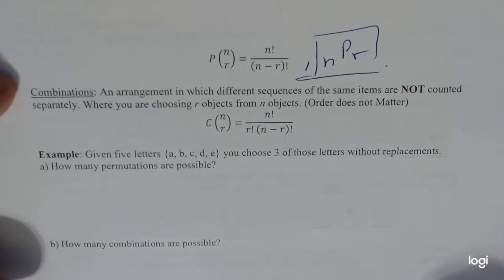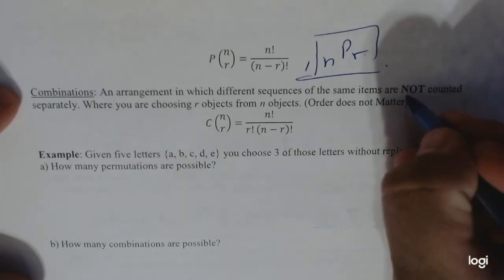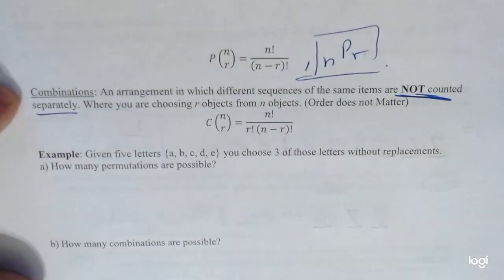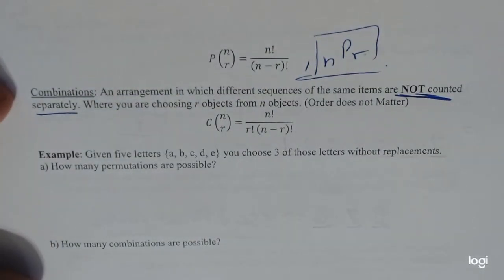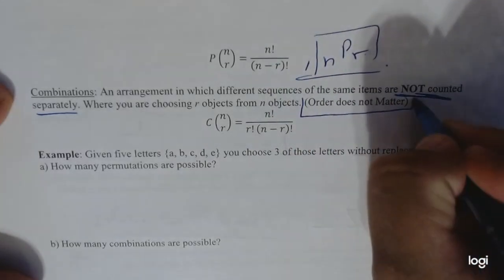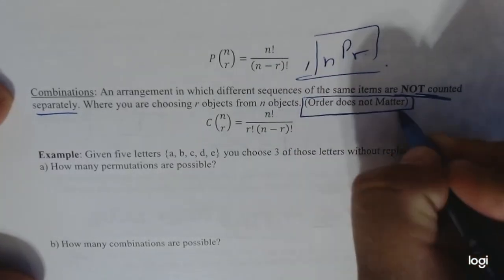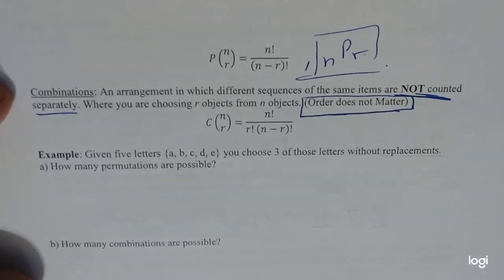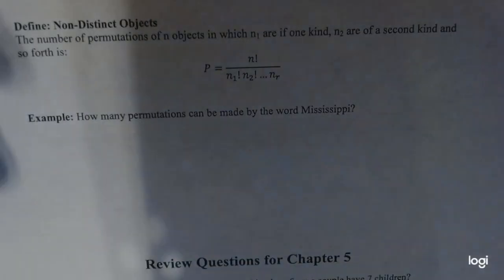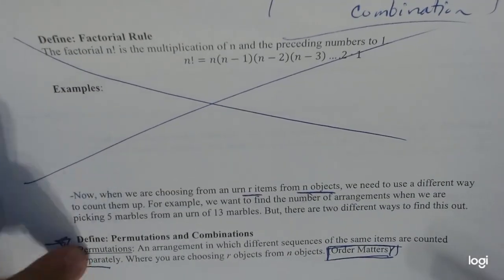Now combinations is very similar. It is an arrangement in which different sequences of the same items are not counted separately. That's the key thing. That's the only difference between this and the last definition, where you're choosing r objects from n objects. Or in other words, order does not matter, okay? Which means the order in which you're choosing the items does not matter. However, when it comes to permutations, the order in which you choose them does matter. Okay.